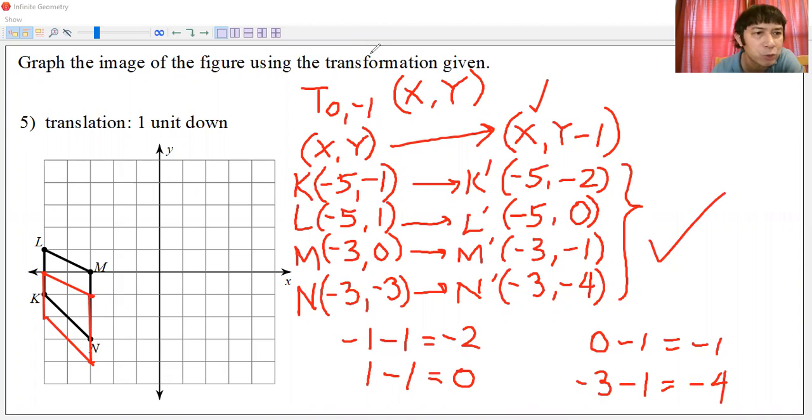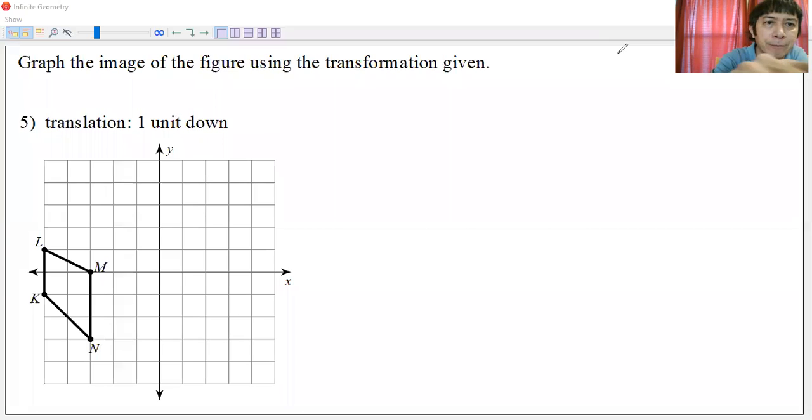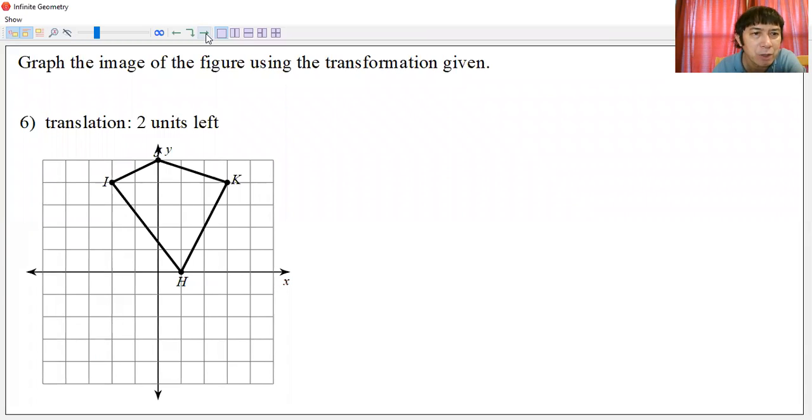All right, so that goes to our number 5. Let's have our number 6. Okay, here's our number 6. So this is just 2 units left. Okay, 2 units left. You can actually, at this point, you already know how to do that. You will just locate all corner points and then connect them with straight lines. So when you say 2 units left, that means all the 4 points move to the left.